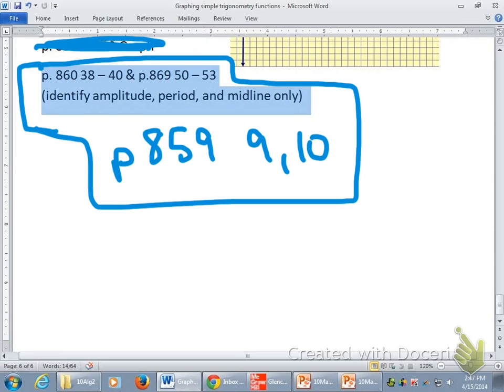Do we do 860? You do 860 and page 869, and then back up and do page 859.